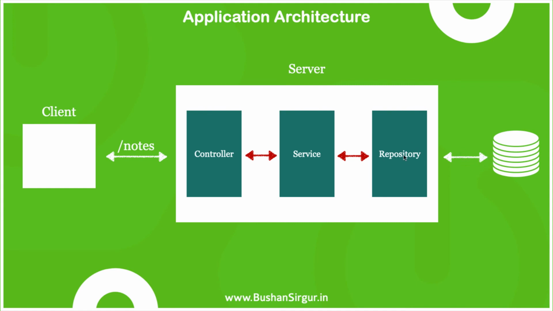And again the repository will send the information back to the service layer. The service layer will send the information back to the controller layer, and it's the responsibility of the controller layer to prepare the data in the form the user expects, and send it back to the client as an HTTP response. So this is the whole idea of the application architecture, and this is called a 3-layer architecture.